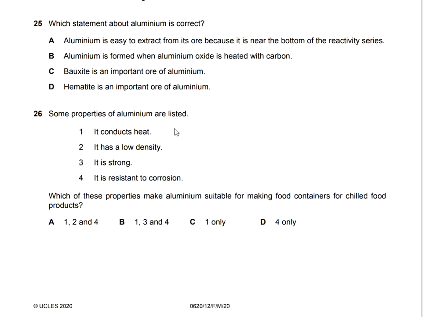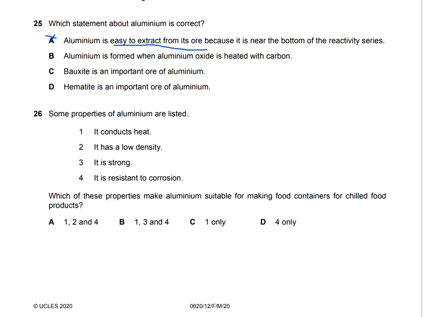Which statement about aluminum is correct? Let us see one by one. Aluminum is easy to extract from its ore because it is near the bottom of the reactivity series. Actually, it is not easy to extract from its ore because aluminum has to undergo electrolysis, which is more expensive than extracting iron. So letter A is not correct. Aluminum is formed when aluminum oxide is heated with carbon. Actually, it forms salt instead of aluminum.